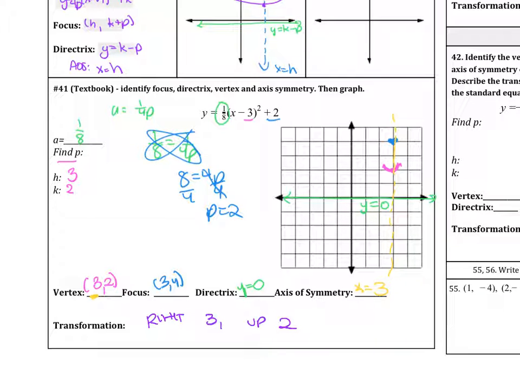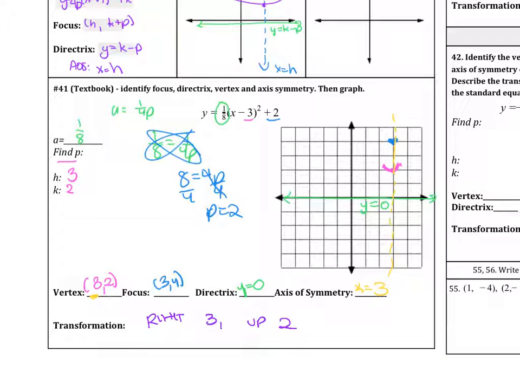Okay, and I know it's probably shrunk a little bit more, but let's just talk about where it moves, right or left, up or down, and so forth. So right 3, up 2. Then we have to graph some points, 1 over 8. So we would go 8 to the left and then 8 up, and there's not enough room on there.